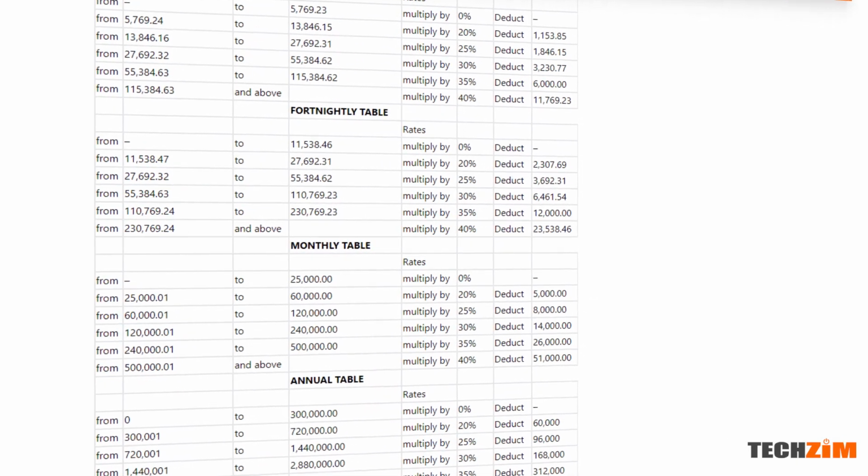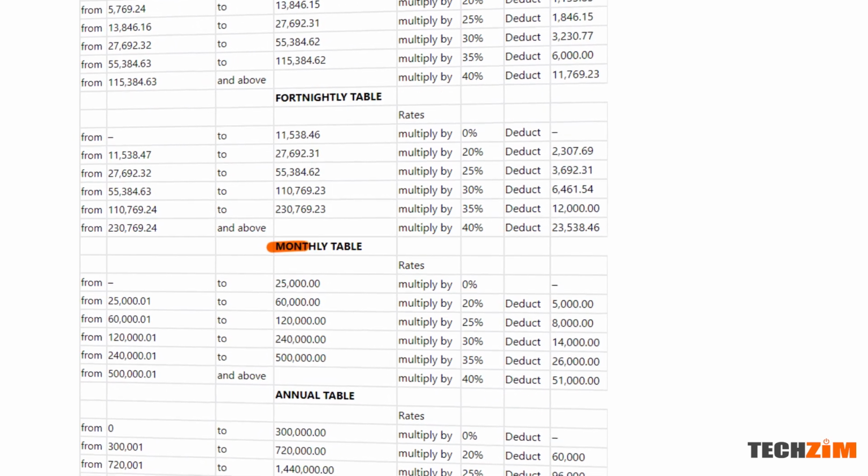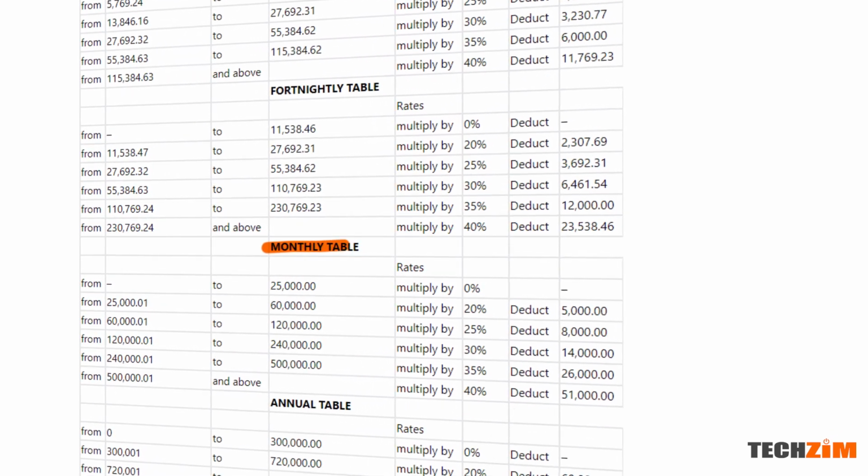Since we've gotten gross earnings out of the way, your net earnings are what is calculated by the PAYE tax table. To put that into perspective, let's take the example of an employee who earns $200,000 a month. Since our hypothetical employee earns $200,000 per month, RTGS, we'll use the 2022 PAYE tax table and skip to the monthly table.